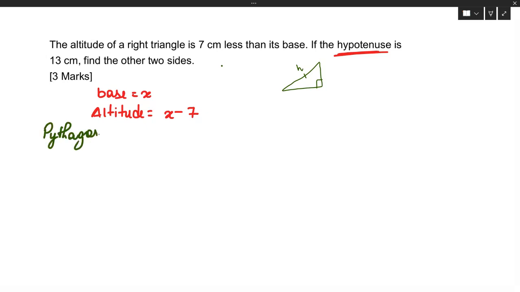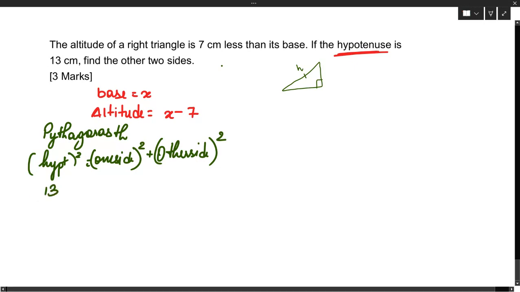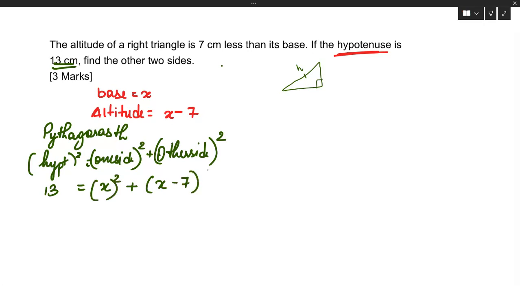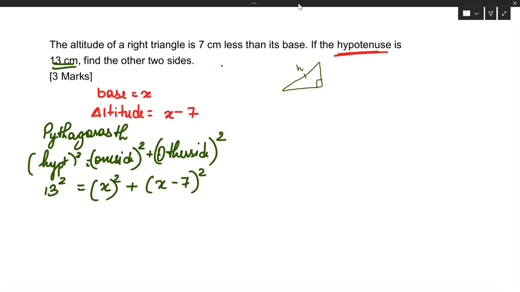Pythagoras theorem. So the Pythagoras theorem says that hypotenuse side square is one side square plus other side square. Correct. The hypotenuse side square, let us take it 13, which is given in the question. Can you see here? Find the other two sides. One side we know, x. Other side we know, x minus 7. This is how we come to the conclusion. 13 square, hypotenuse side square. Any doubt, any confusion? Till here, everything is clear.